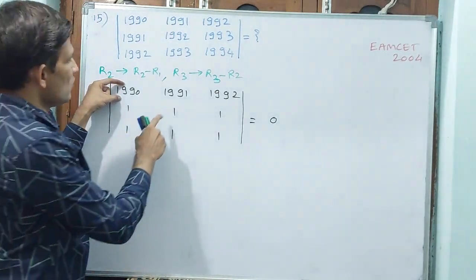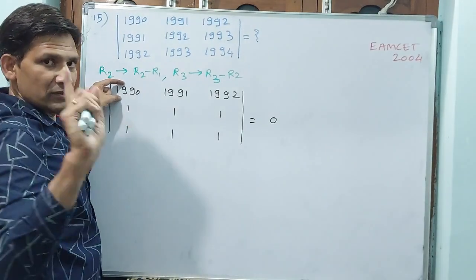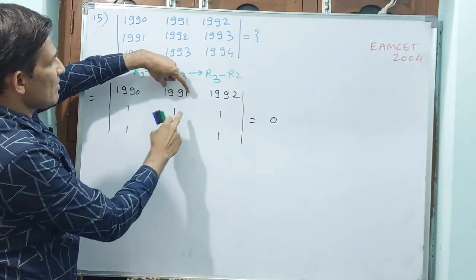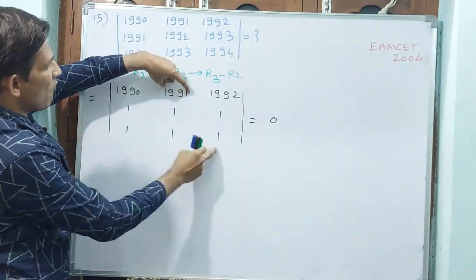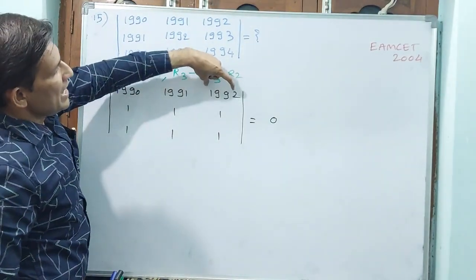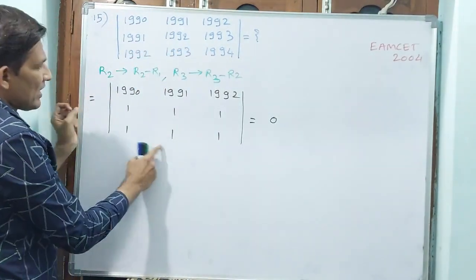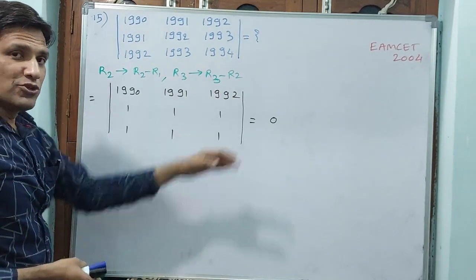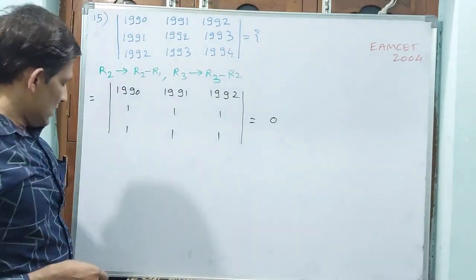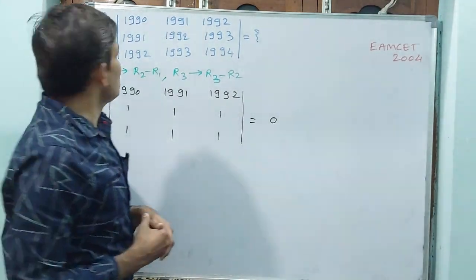Why? Because you see, 1990 into 1 minus 1, 0. 1991 minus 1991 into 1 minus 1, 0. 1992 into 1 minus 1, 0. That means 0 is going to happen. Okay. This is the answer for this question.